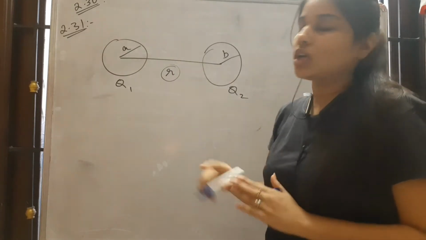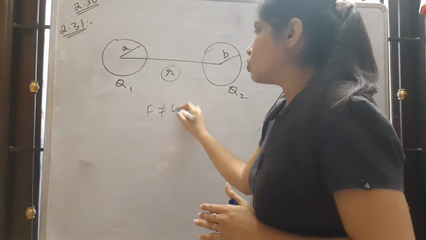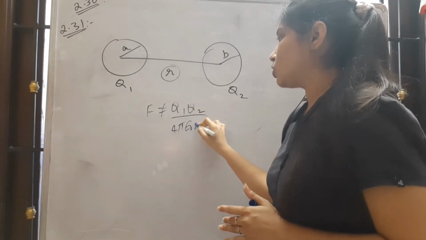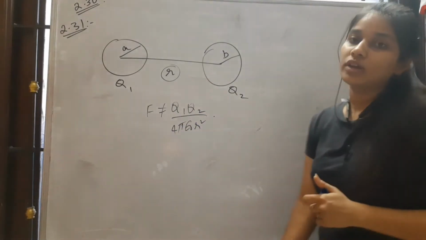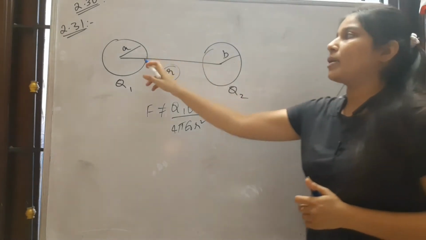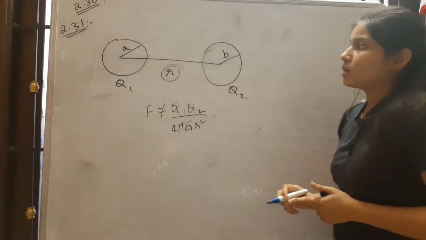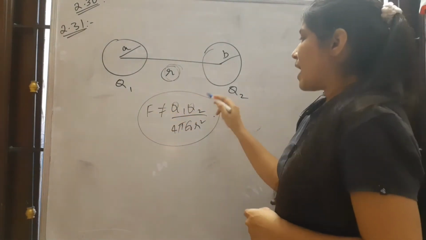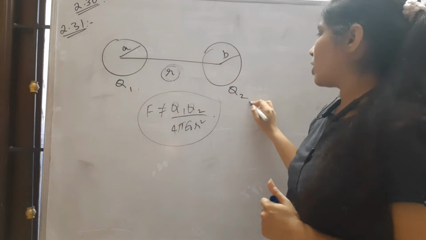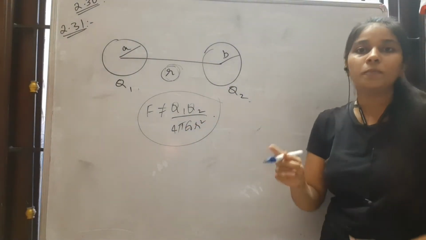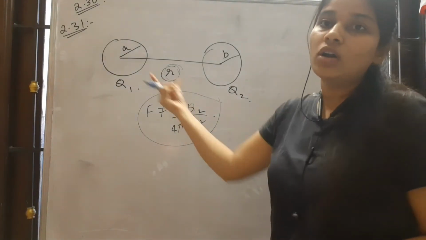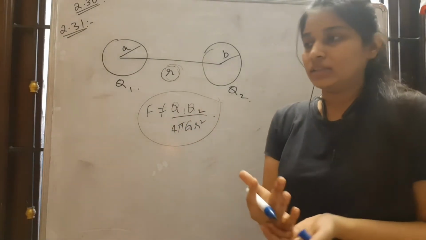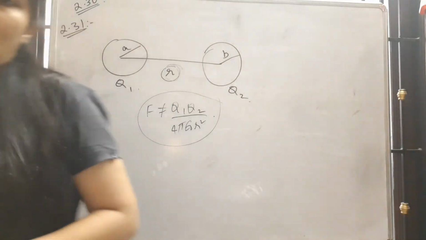Therefore, the force of attraction will no longer be given by Coulomb's law. It will no longer be equal to Q1 Q2 by 4 pi epsilon naught r square. That is because if the radius is comparable to the separation distance, Coulomb's law is no longer applicable. You cannot take these two as point charges. Coulomb's law is applicable for point charges, not for charges on spheres with larger radius. So that is the answer.